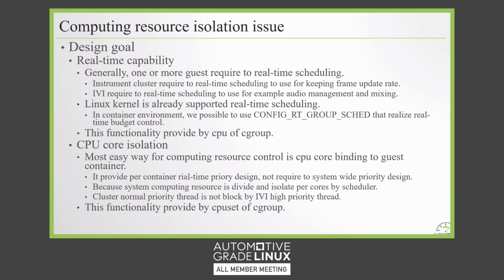CPU core isolation is the easiest way for computing resource control, binding a CPU core budget to a guest container. It provides per-container real-time priority design and does not require system-wide priority design, because it's isolated by CPU cores. Because a cluster normal priority thread is not blocked by a high priority thread. This normal and high priority is the same as the real-time priority. This functionality is provided by the cpuset of cgroups.